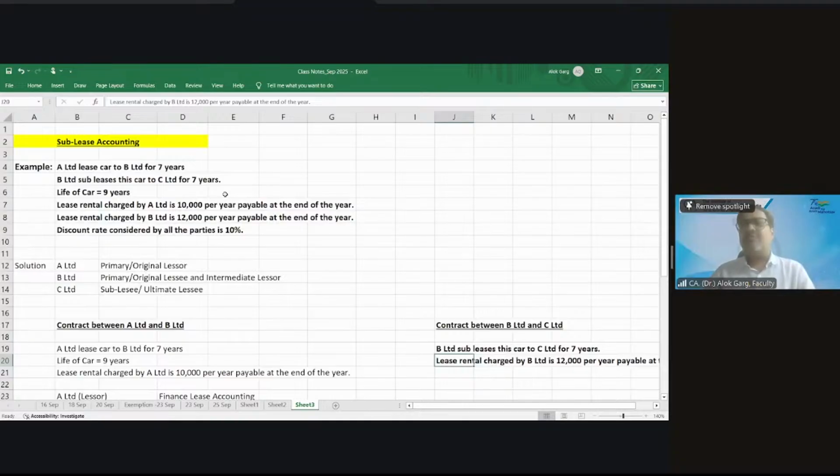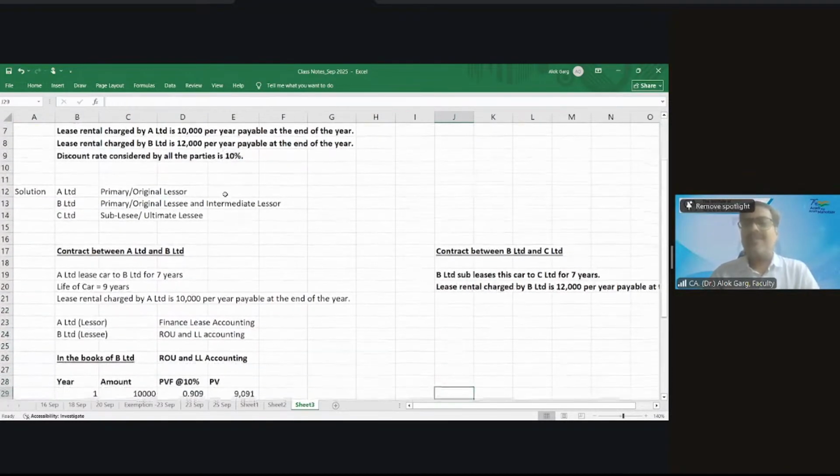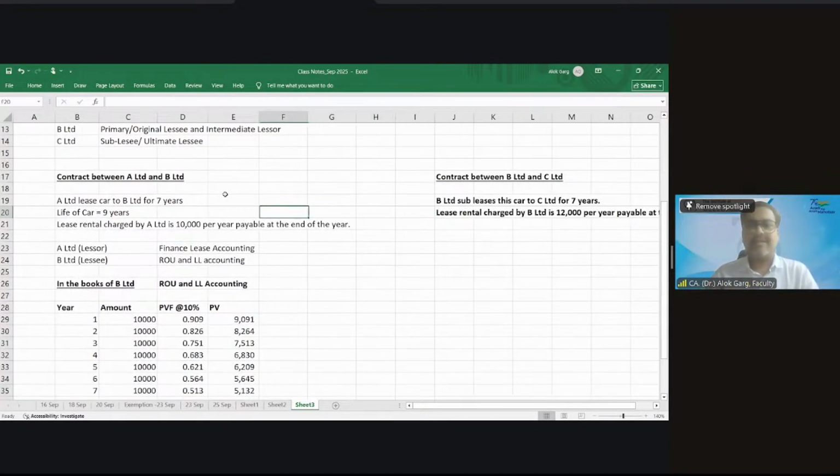Now I want to ask you one thing. In this contract, you have compared the life of the car with the lease term from the perspective of the lessor. And then you concluded the finance lease accounting. Yes, finance lease accounting considering the lease term as major part of the life of the asset.